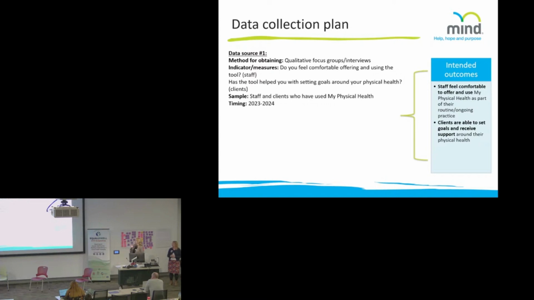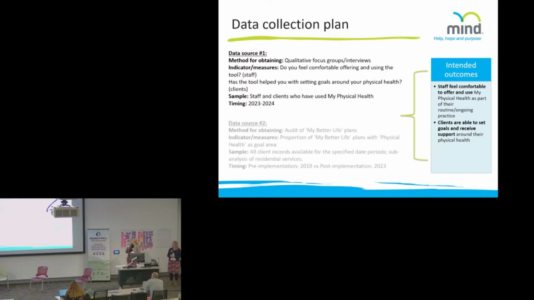So there's two data sources going into measuring these outcomes. The first is qualitative focus groups or interviews with staff and clients. And I think these are just some example measures we could be using, but I think it will be informed by some of the quantitative analysis we do as well. And then the second data source is an audit of My Better Life plan. So I think you might have briefly mentioned this.